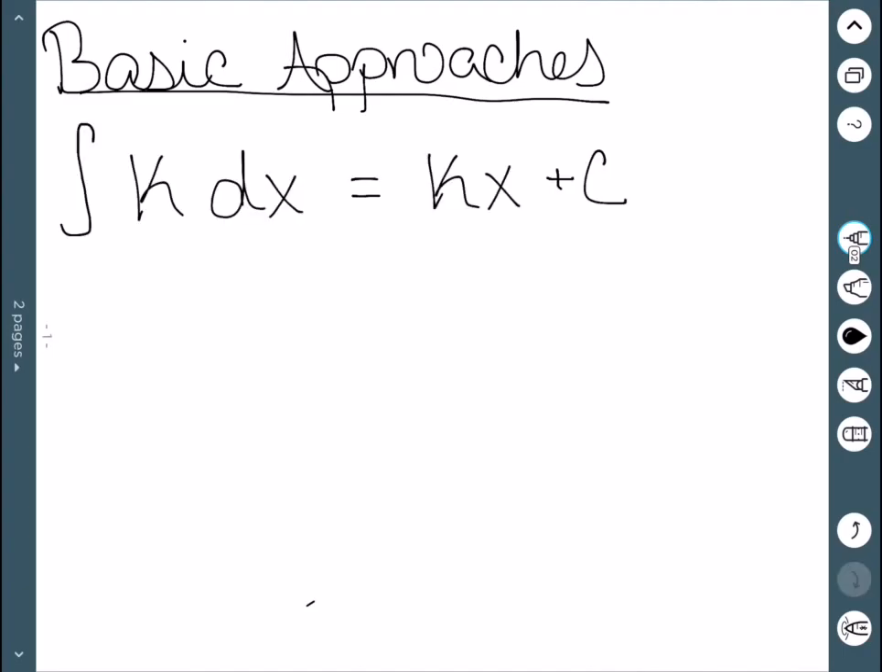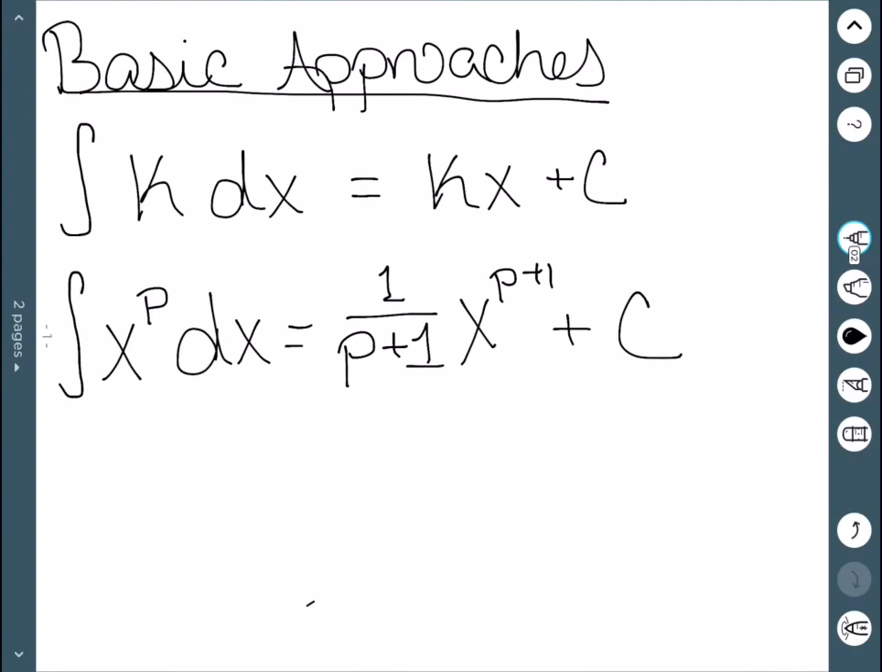The first one, the integral of a constant k is just kx plus c. So the integral of 5 is 5x plus c. The integral of -2 is -2x plus c. These are things that we should have been doing already, so we should be comfortable with.